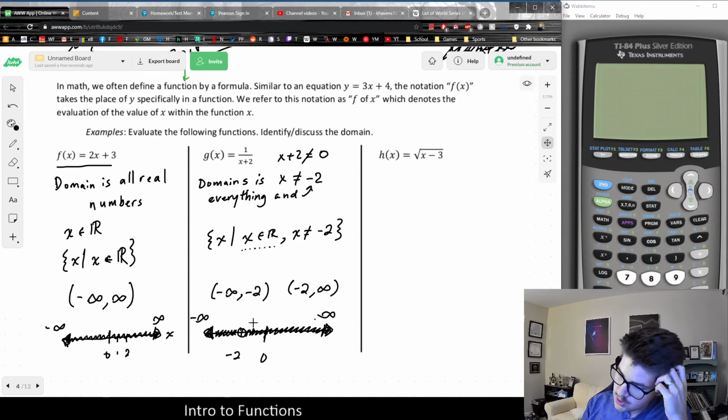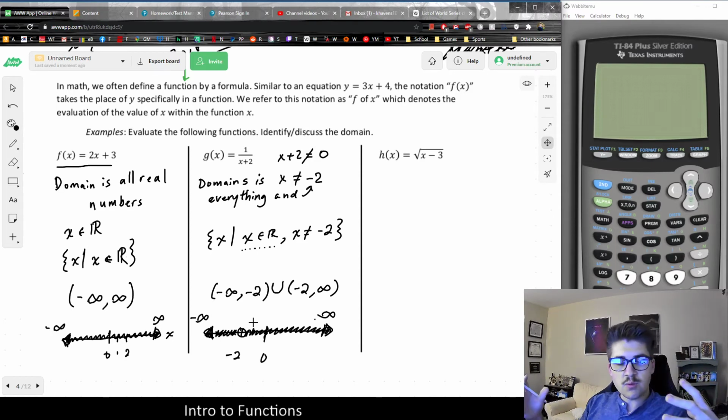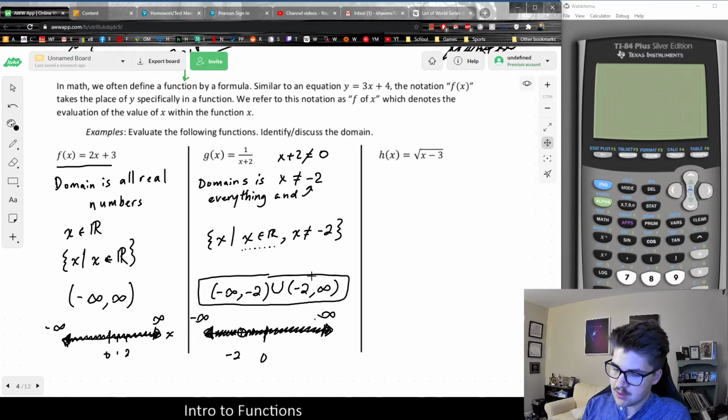And we use the union symbol, which means or. It's a logical operation, or, which means I'm joining. It could be either in this set or in this set. And this would be the way that we'd write that complete domain using interval notation. And again, this would be the same exact meaning as set builder notation.